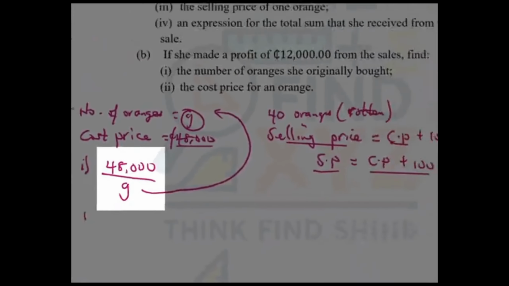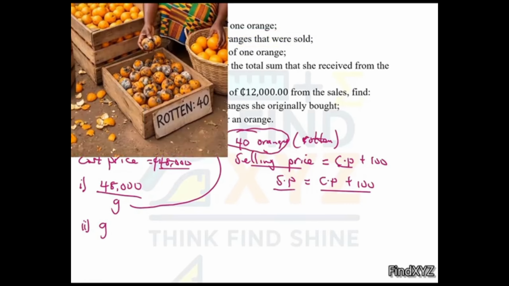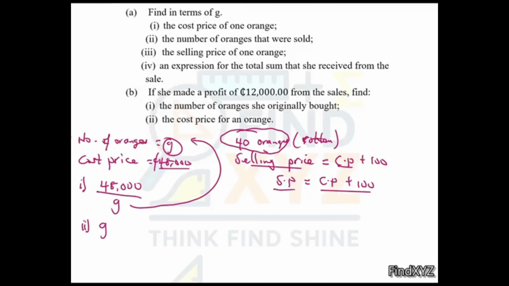Then the second part, II, the number of oranges that were sold. How many oranges were initially bought? That is G. Then what happened to the number of oranges? We realized that 40 of them went bad. Then the woman sold the rest. So for us to get the number of oranges that were sold, we have to take out the rotten oranges, and taking out means subtracting. So we have to take away 40 oranges from the total number of oranges that were bought because they were rotten. So G minus 40 will now represent the number of oranges that were sold.